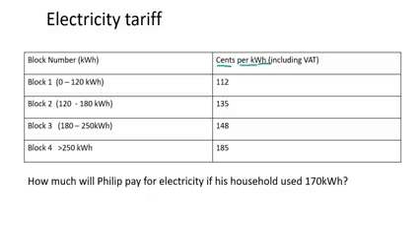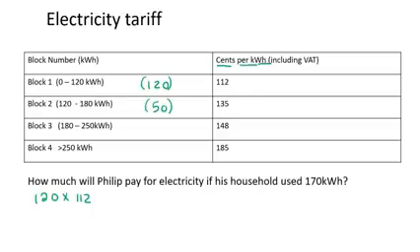This one says, how much will Philip pay for electricity if his household uses 170? So 170 is over here, but you need to start here. In block 1, we go from 0 to 120, so we'll use all of that. And then we'll only use 50 in this one, so that the total is 170. So now you're going to say 120 multiplied by 112. Now this already includes VAT. The question here didn't say include or exclude, but that means just include the VAT, so just leave it as it is.